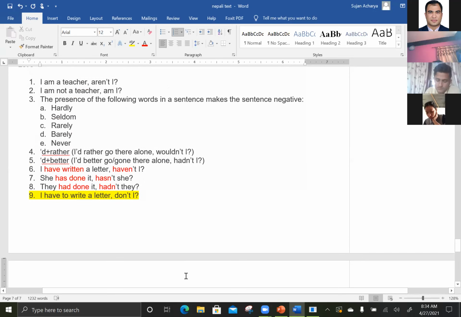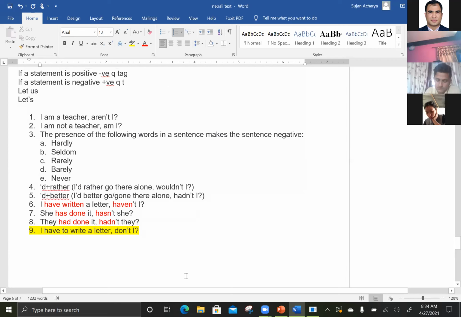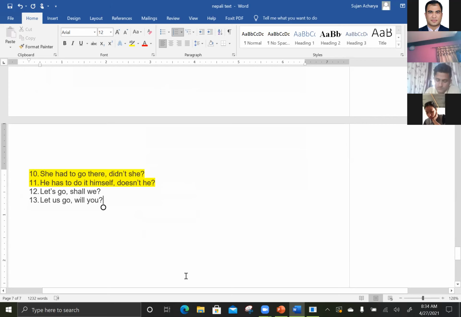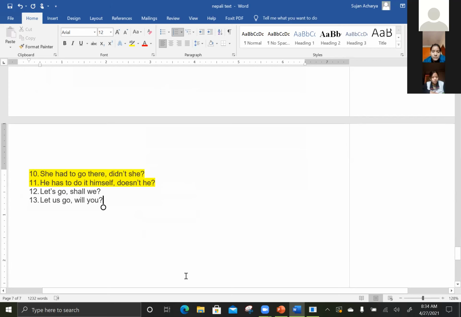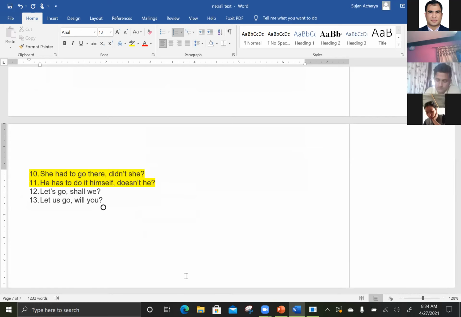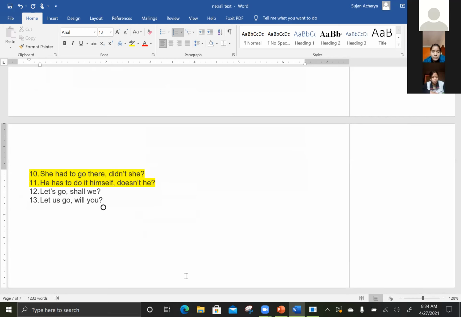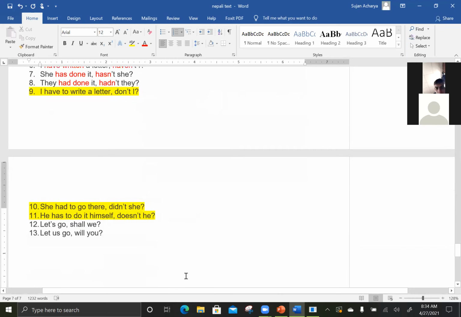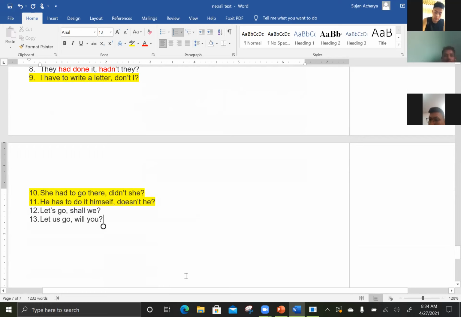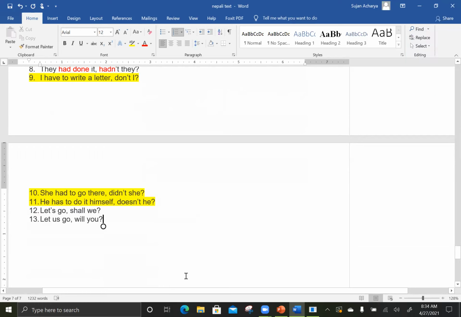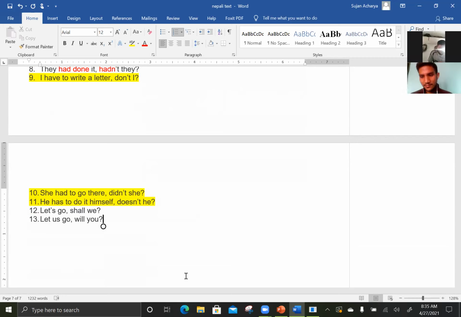So shall we go for once revision of these? If negative statement, positive question tag. If positive statement, negative question tag. But that doesn't apply in let's and let us. And words like hardly, seldom, rarely, barely, never, they make the sentence negative. So positive question tag.